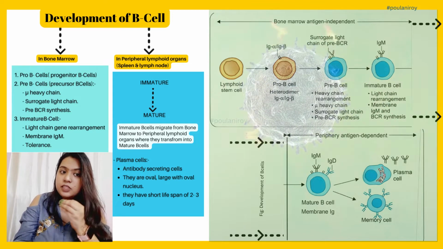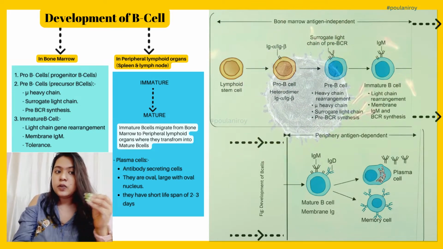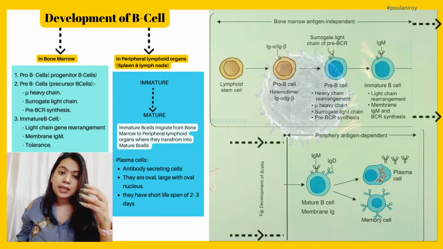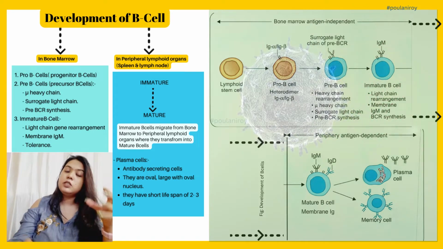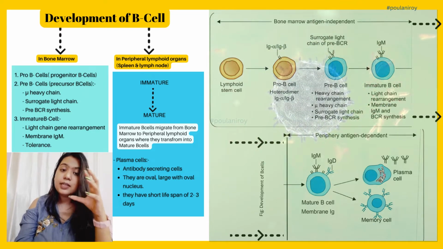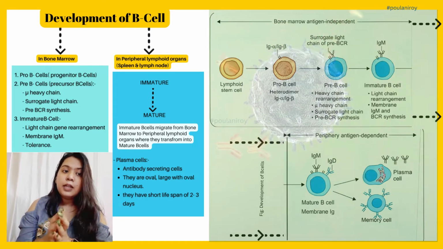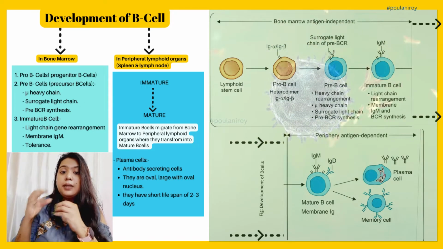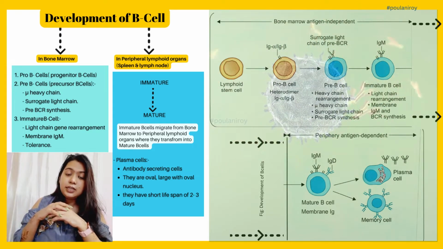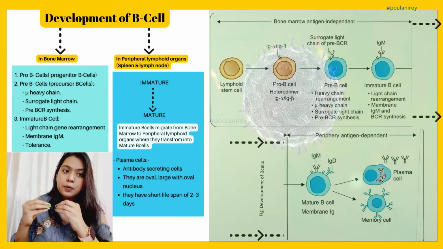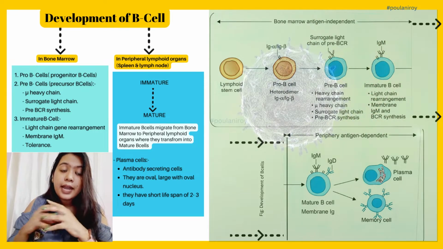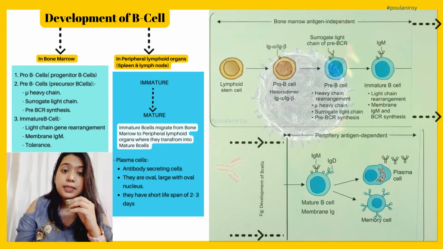Here what is happening is the mu heavy chain and surrogate light chain. This light chain is not exactly the light chain; it is made of smaller peptides, and that is the surrogate light chain. And the mu heavy chain is synthesized and accumulates in the cytoplasm of the cell. Now in pre-BCR synthesis, that is, in the synthesis of the B cell receptor, this mu heavy chain and the surrogate light chain, along with the heterodimer which was produced by the pro B cell, these three will come together and help in the formation of your BCR.